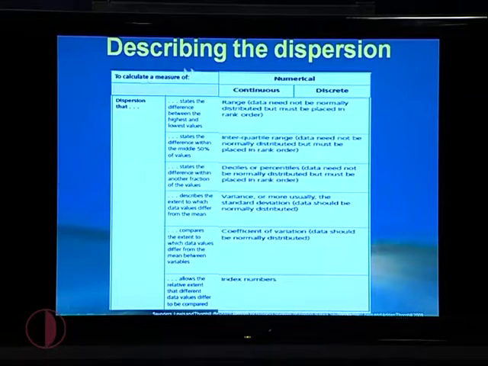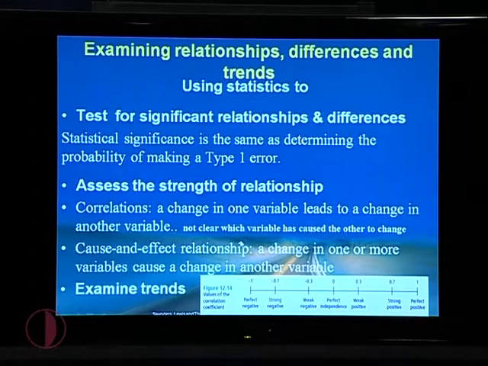Describing the dispersion also states the difference between the highest and lowest value, the range. It states the difference within the middle, how much it varies from the middle, and the difference within another fraction of the values, to see the variance, the coefficient of variance, and the index numbers also. So to examine the relationships, the differences, and the trends, we need the statistics to test for significant relationships and differences.